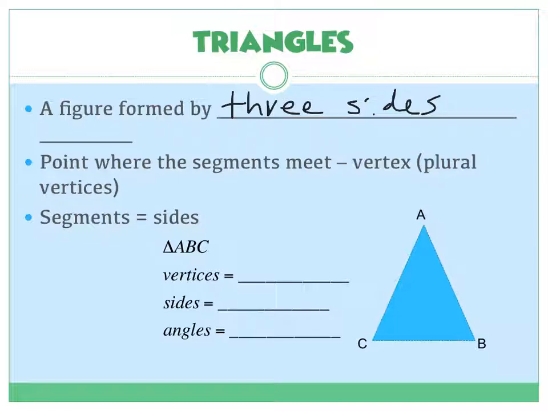The vertices are A, B, and C. And the sides are segment AB, segment BC, and segment AC. And the angles are angle A, angle B, and angle C.